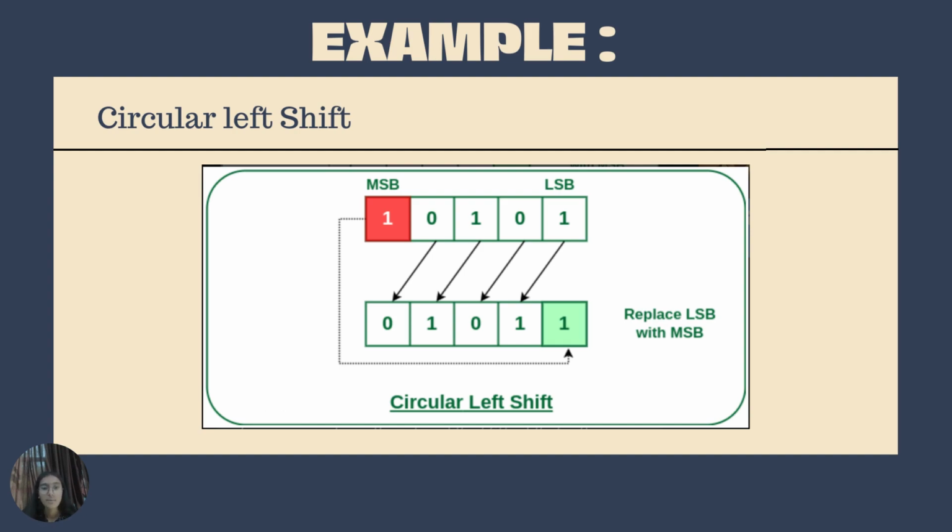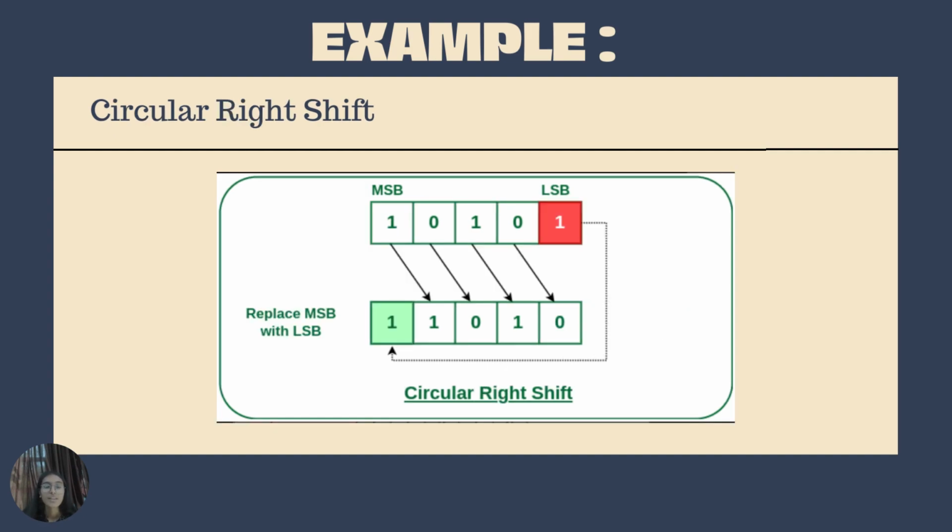Now let us see circular right shift. Here is the MSB, LSB. So the LSB will move towards the MSB. So we can see 1 1 0 1 0. So this is replaced, with the LSB moving into the MSB.